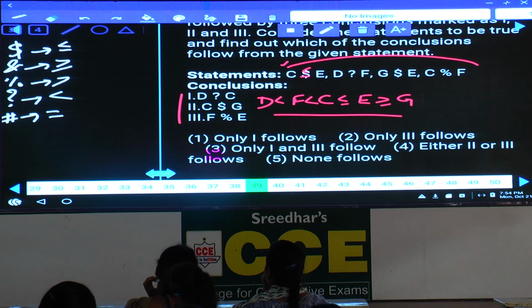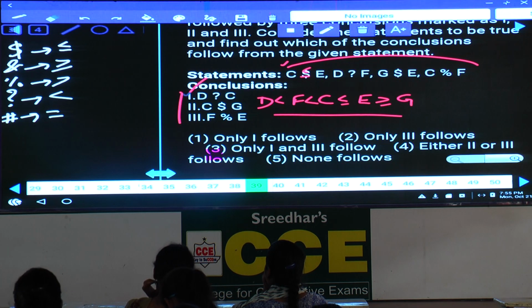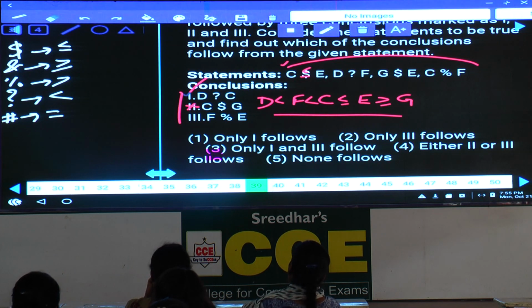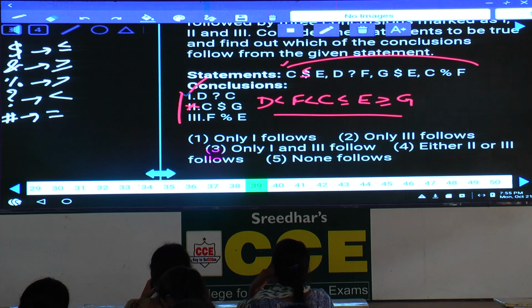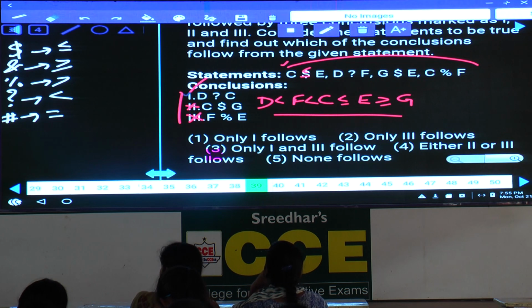Then the relation between D question mark C. Question mark stands for D lesser than C. Now D lesser than C definitely true, and C dollar means C lesser than or equals to G. Now between C and G, two opposite symbols, that is false. F percentage means F greater than E. Between F and E, F lesser than E, greater than E is false. Hence only conclusion 1 is true, that is choice 1.